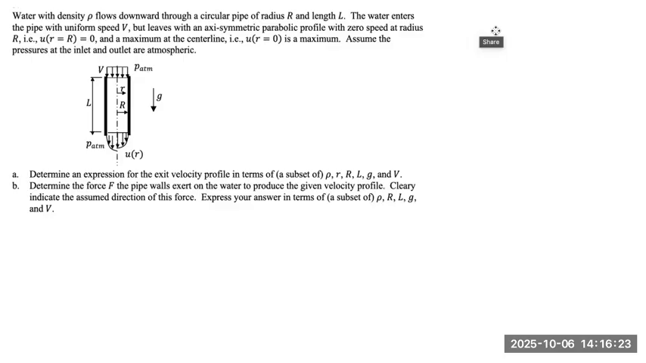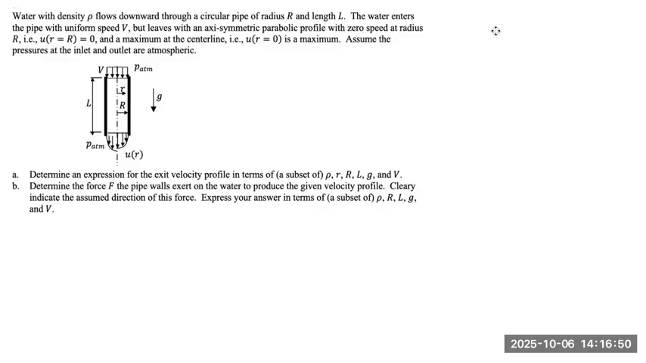Today we're going to talk about fluid mechanics, this problem. Water with a density rho flows downwards through a circular pipe of radius r and length L. The water enters the pipe with uniform speed v, but leaves with an axisymmetric parabolic profile with zero speed at radius r. That means that the speed at radius r is equal to 0.